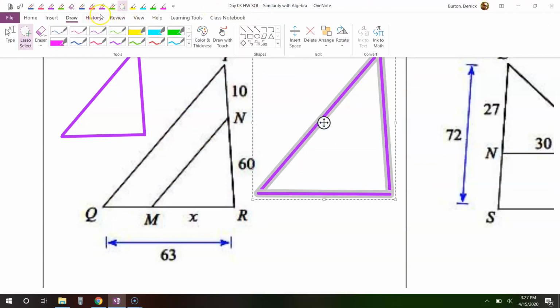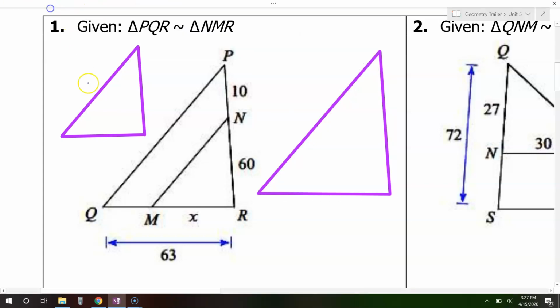So let's see if we can label the triangles and see what we've got. So for the smaller triangle, this was M and P and R. No, yes, M. Okay, I see where I messed up. For the smaller triangle, this is MNR. So this is MNR. For the larger triangle, this is QPR.